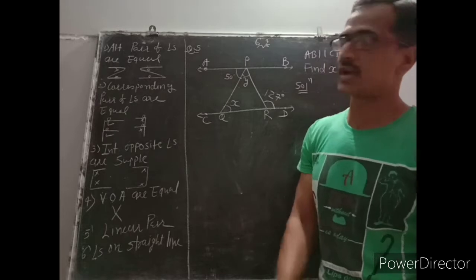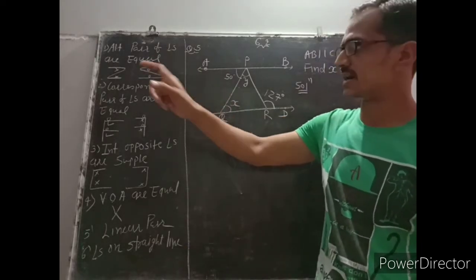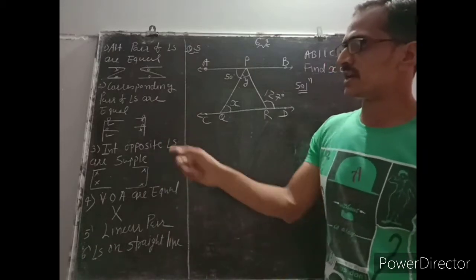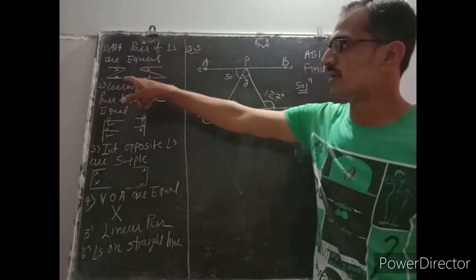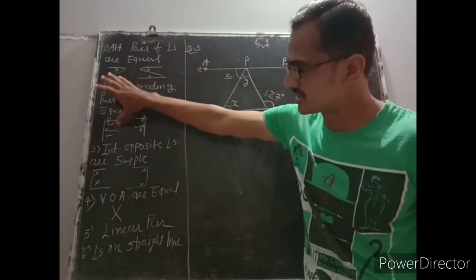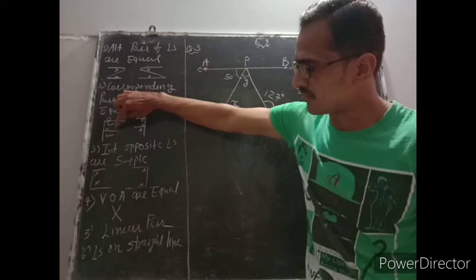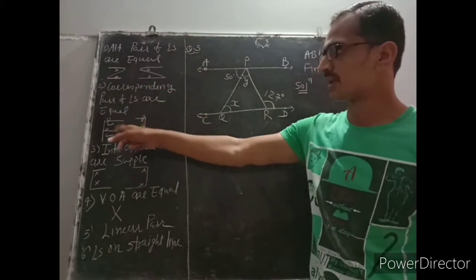First, alternate pair of angles are equal. We know very well it forms Z. Corresponding pair of angles are equal, they form F. Interior opposite angles form C. On the Z, corner angles are equal. On the F, if I consider these two lines, the angle formed above this line and the angle formed above this line are equal.